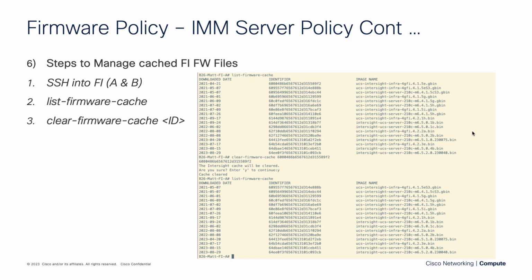But there's a manual way that you can secure shell into the FI. You can list the firmware cache out, and then you can basically delete those based on the ID here. And you would have to do that on the A and the B fabric interconnect. And this is not necessarily the most efficient way to handle this. So we are working on a future way to better manage those files.